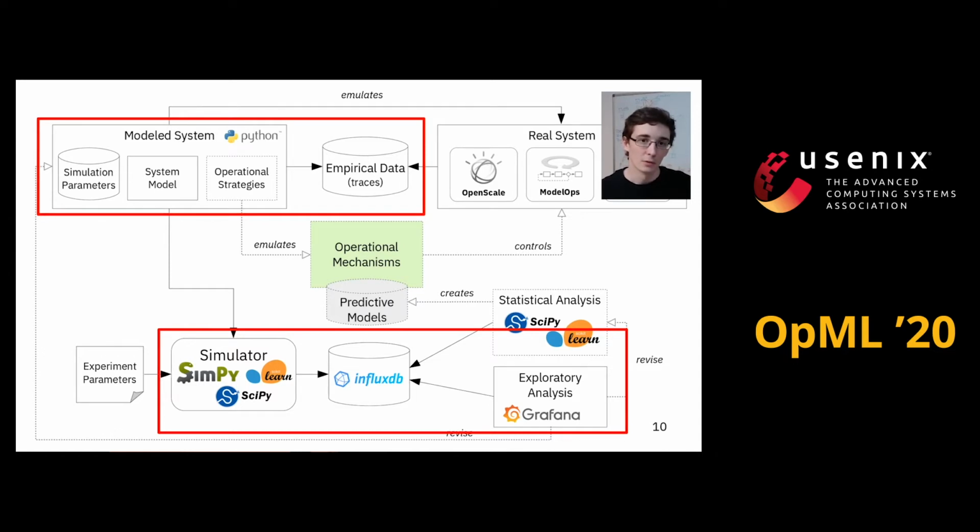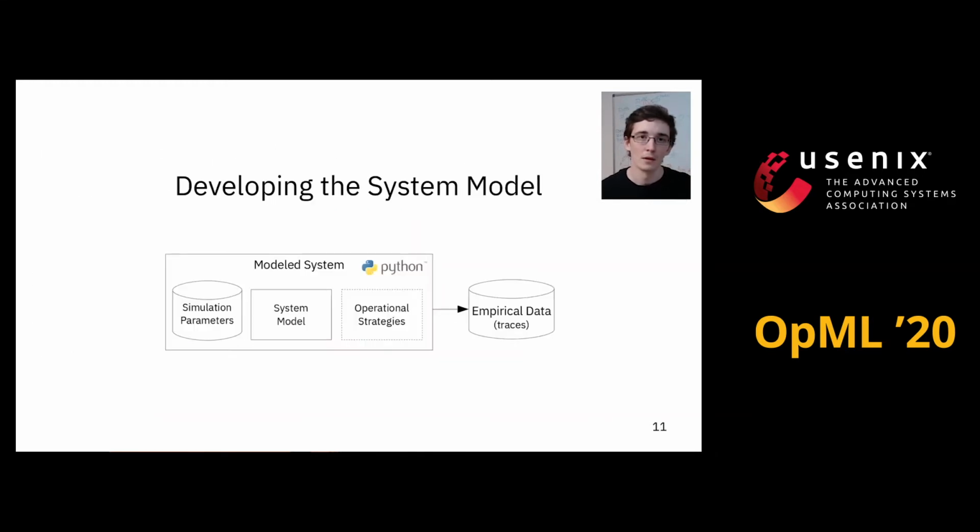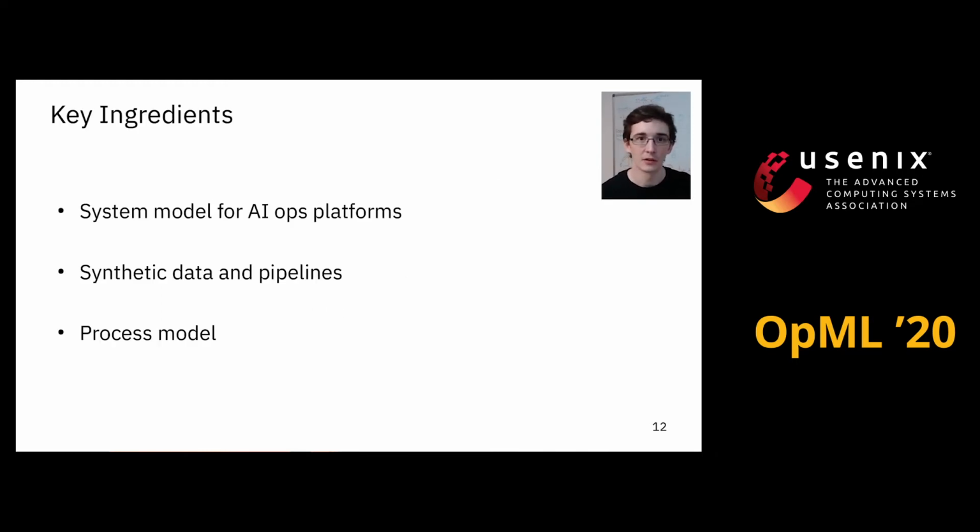The rest of the talk will focus mainly on these two parts. So I'll first talk about the system model and then give a quick demo of the simulator and tools we have so far. While developing the system model, we examined traces of several hundred thousands of pipeline executions to extract the most relevant parameters. Overall, the key aspects are the system model, a way of generating synthetic pipelines and data as input for the simulation, and a process model that describes how things are executed.